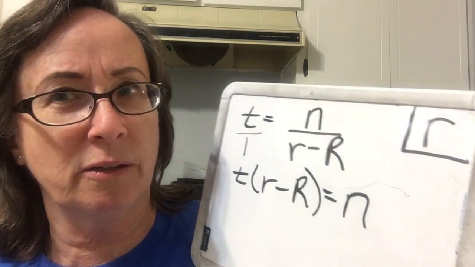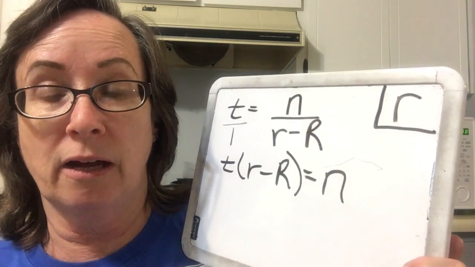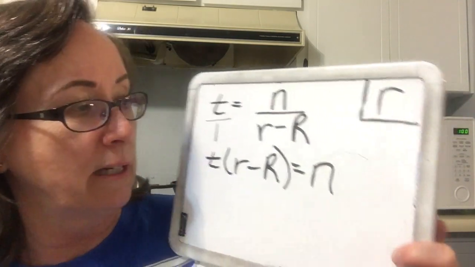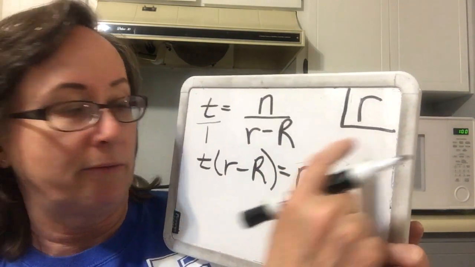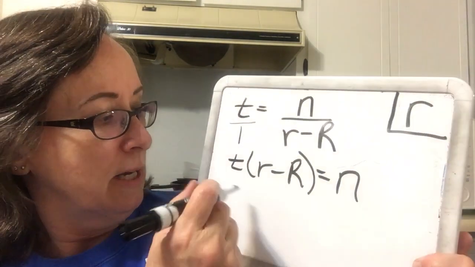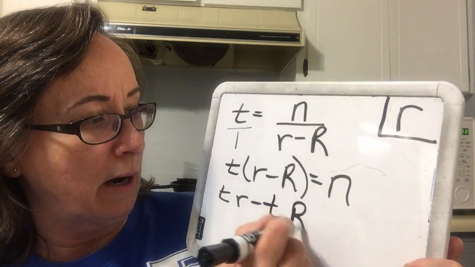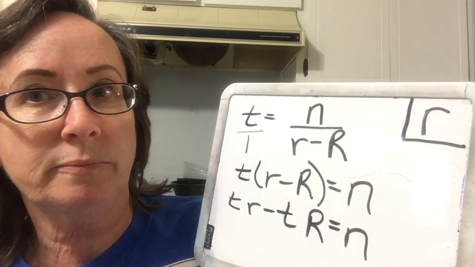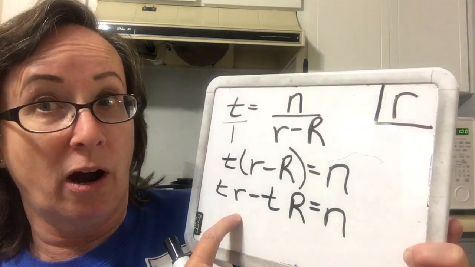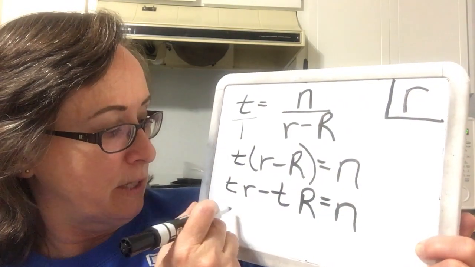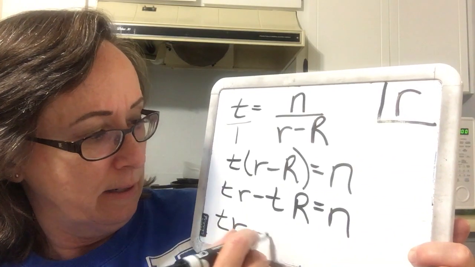The first thing you want to do is get whatever variable you're trying to solve for in the numerator. You can't solve for it if it's in the denominator. So I'm going to cross multiply to get my r, which is what I'm looking for, in the numerator. So I get t little r minus t big R equals n. I'm trying to solve for the little r, so I want to get the little r term by itself. So I'm going to add the t big R to both sides.